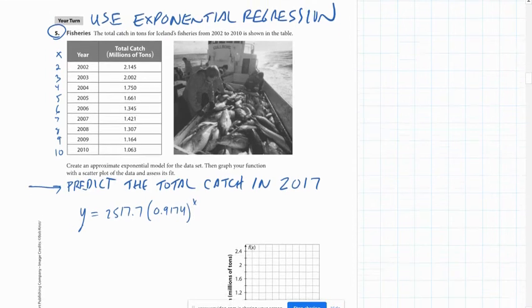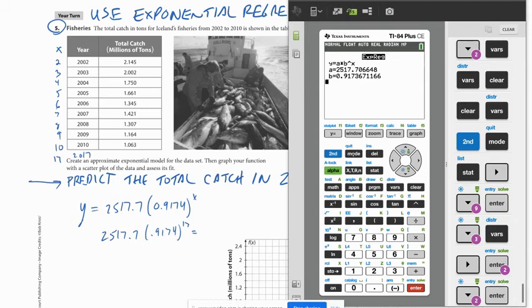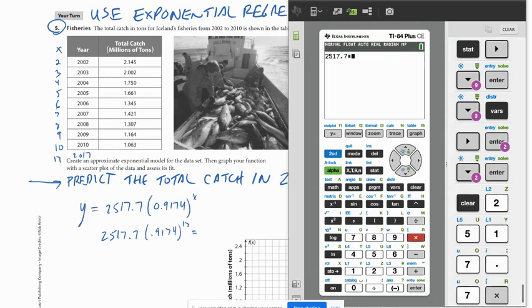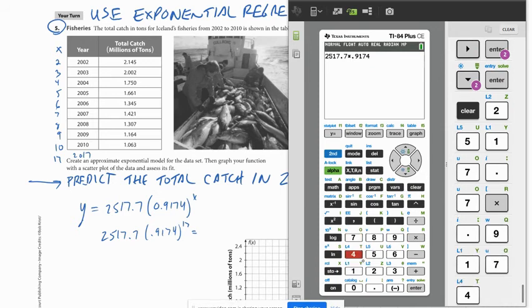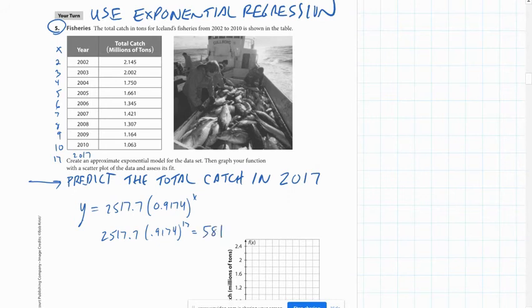to the x. Okay, and now we want to predict the catch in 2017. So that would be, if we wanted 2017, that would be when x is 17. So you could do this a couple of different ways. You could just type this expression into your calculator with 17 here. That'll give us an approximation. So we could say 2517.7 times 0.9174 raised to the 17th power. And that gives us a prediction of about 581 million tons of fish. So that's the prediction that our regression equation gives us by plugging in x equals 17.